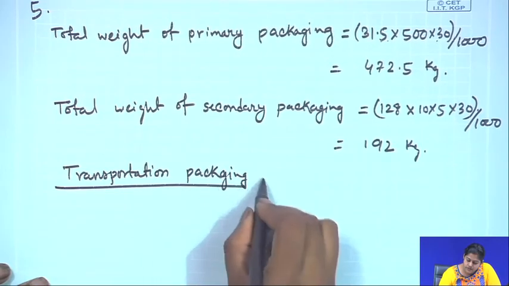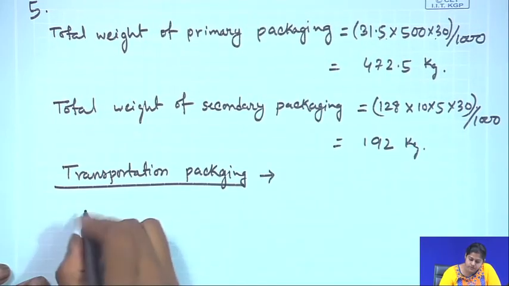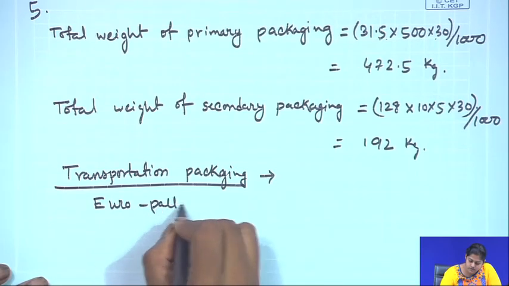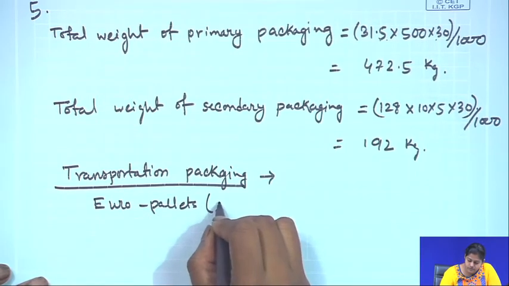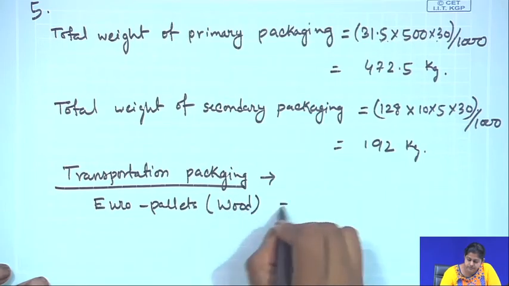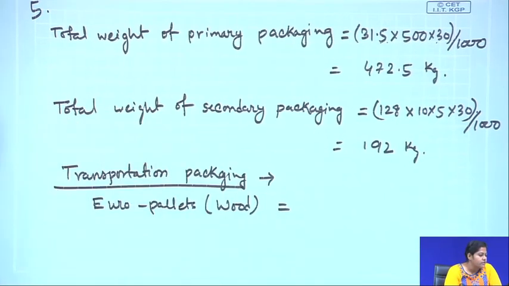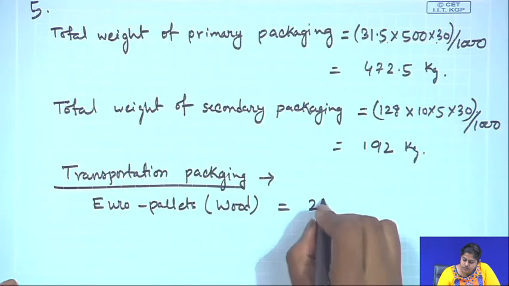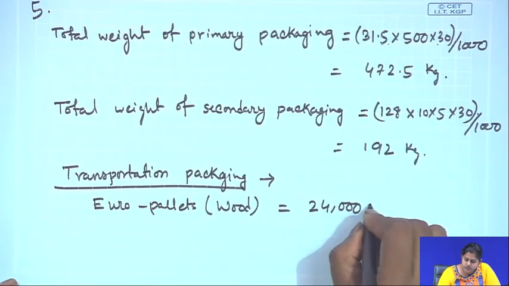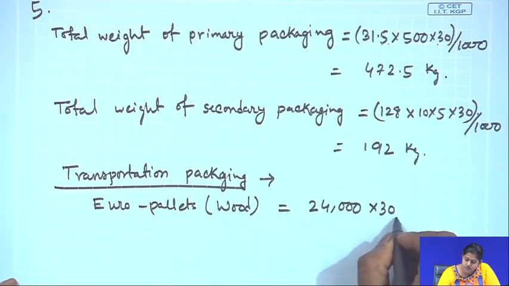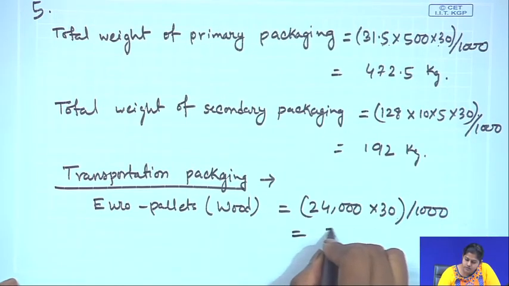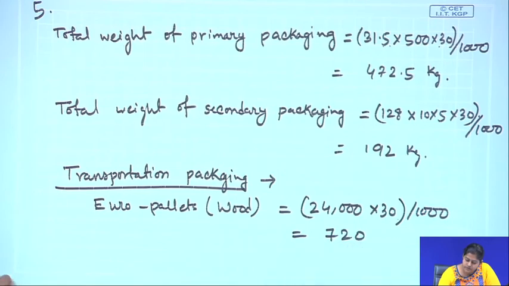So, for transportation packaging there are several components. First we will calculate for Euro pallets, which are made of wood. The weight of a Euro pallet is 24,000 gram. So, this will be 24,000 into 30, because there are 30 Euro pallets we are using currently, divided by 1000, equal to 720.